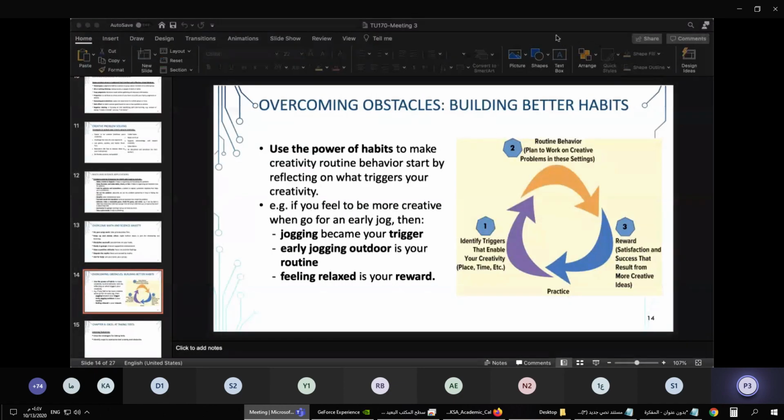There are also some obstacles that can affect building better habits. Overcome obstacles, like for example, building better habits. Use the power of habits. If you have a habit that always refreshes you, that habit would help you to push the restart button. So to make a creative routine behavior, start by reflecting on what triggers your creativity, what the trigger is that would help you to start thinking in a creative way, to give you a restart option.